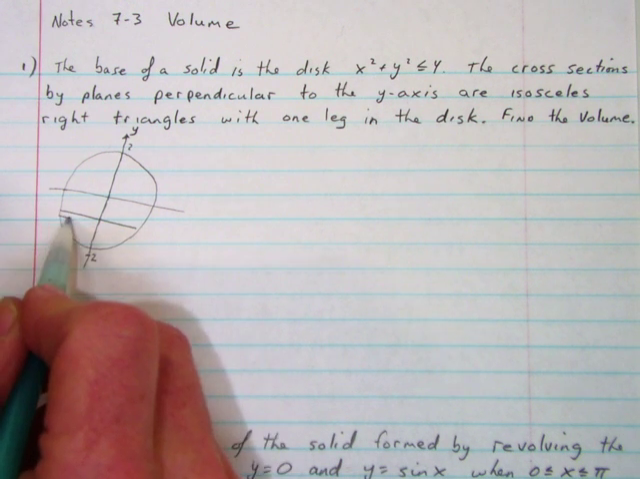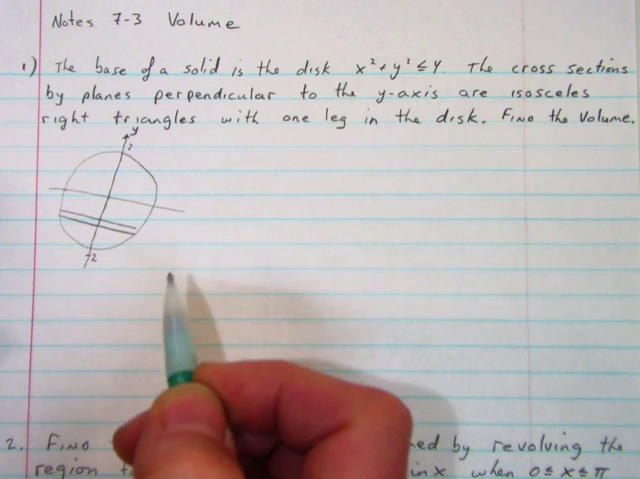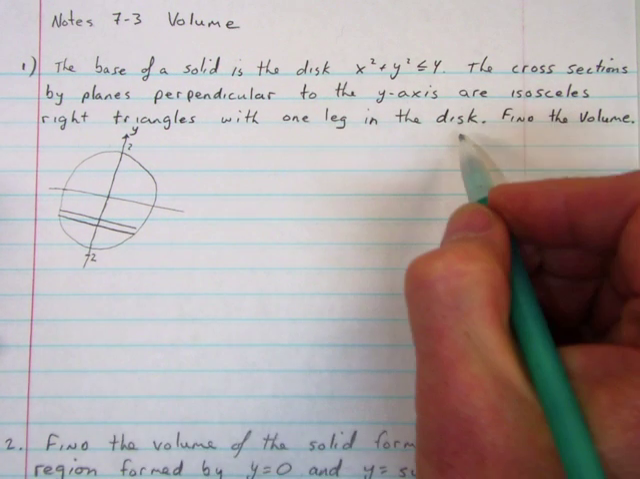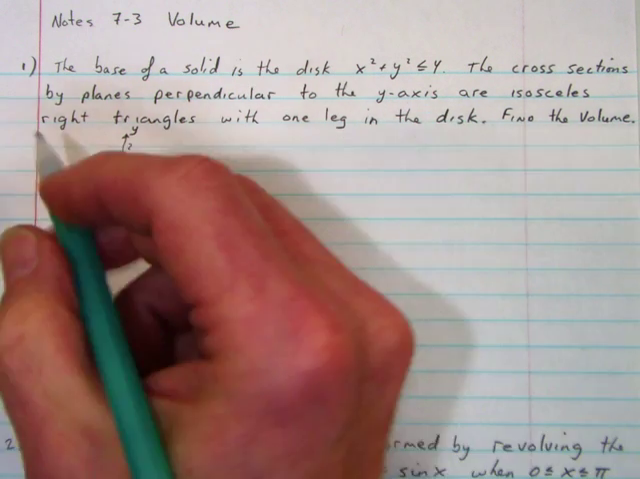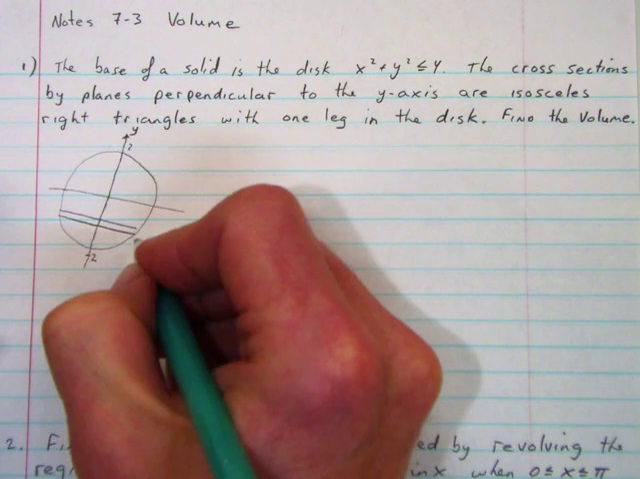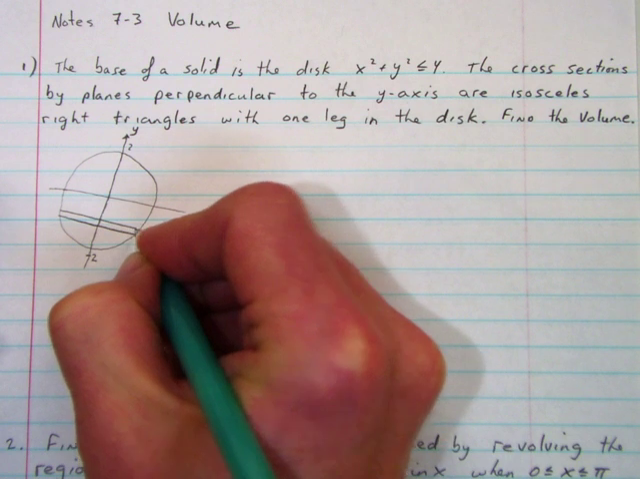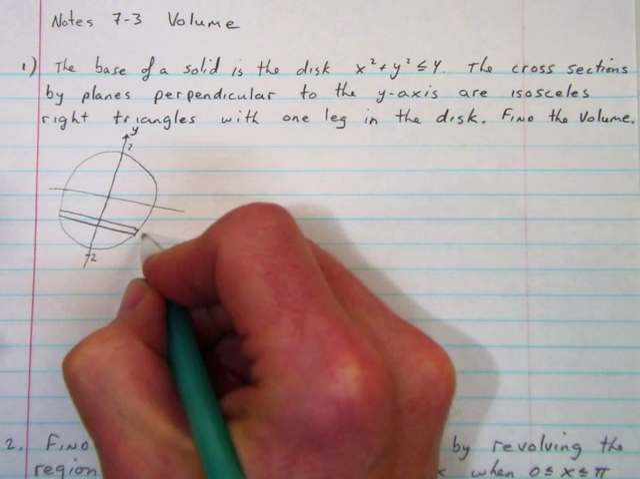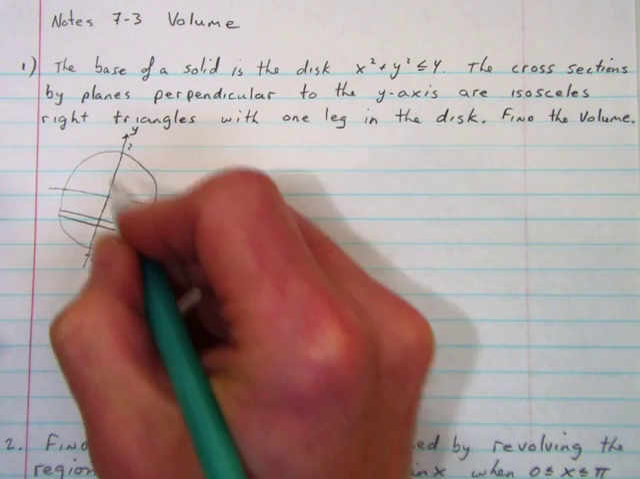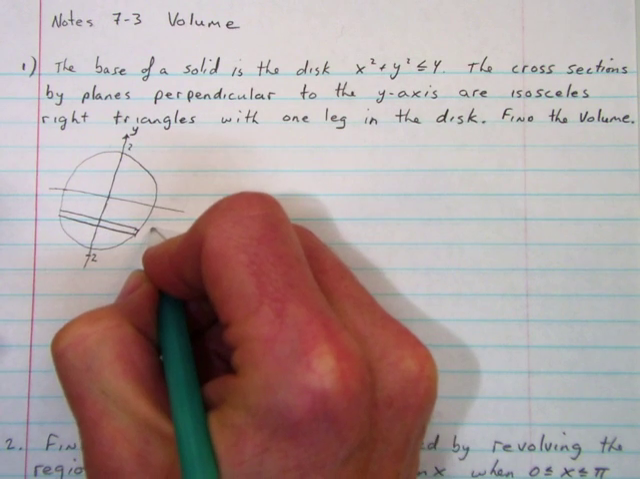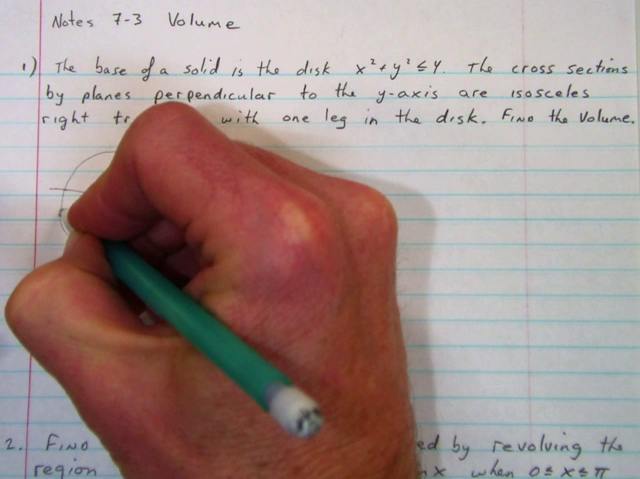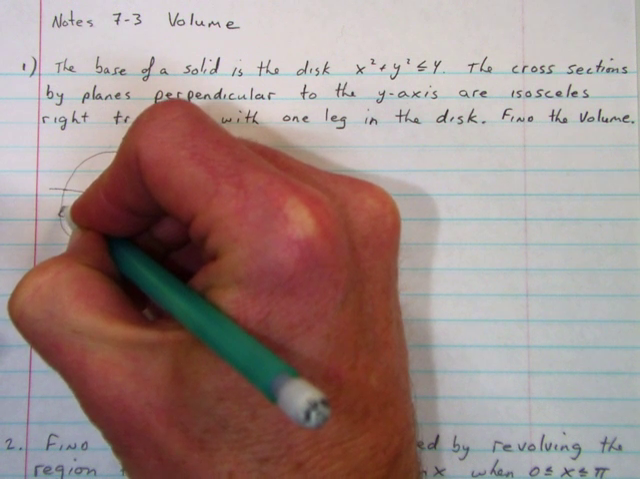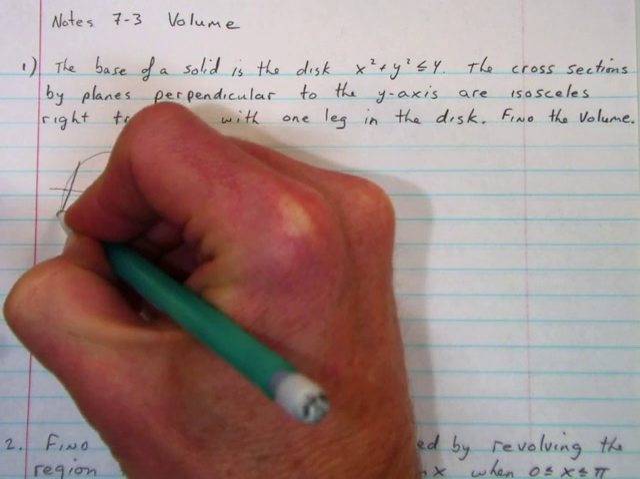So just like area, let's start off with a rectangle. And now it says that they are isosceles right triangles with one leg in the disk. So this piece right here represents one leg. Now what's the thickness of this? It's along the y-axis, so this is going to be delta y. From here, this is going to have to come up.